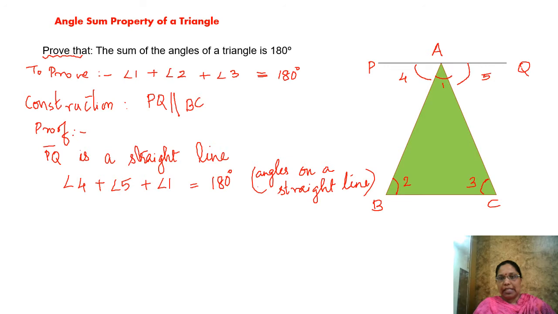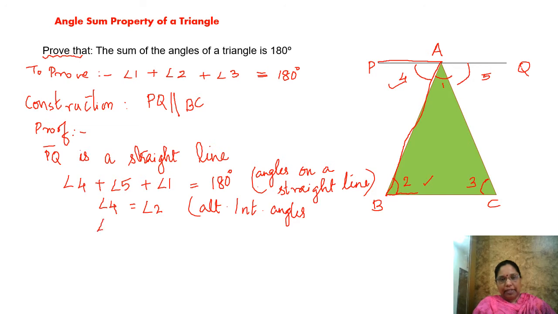So what can you say about angle 4 and angle 2? These lines are parallel. See what I'm drawing here. Yes, correct. They are alternate interior angles. So angle 4 is equal to angle 2, as they are alternate interior angles. Is there any other alternate interior angle there? Angle 5 is equal to angle 3. That is also alternate interior angles.